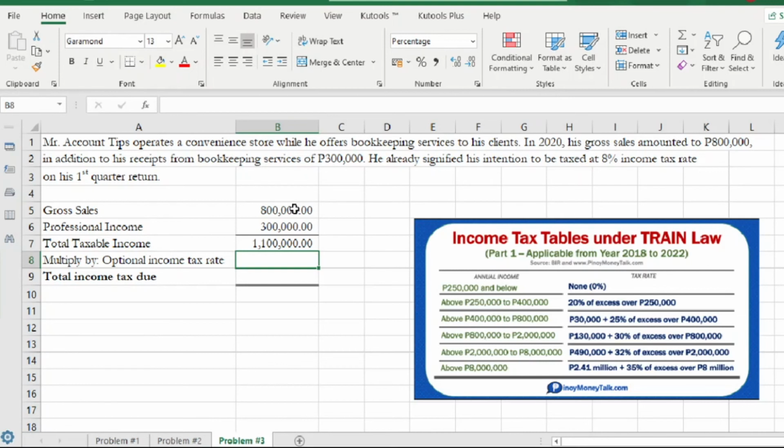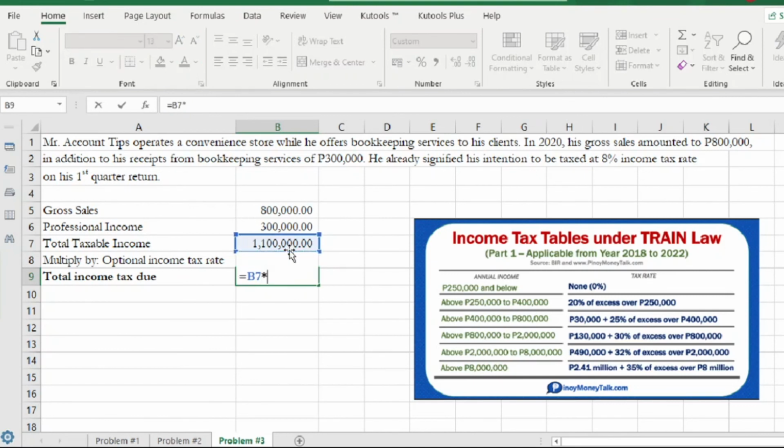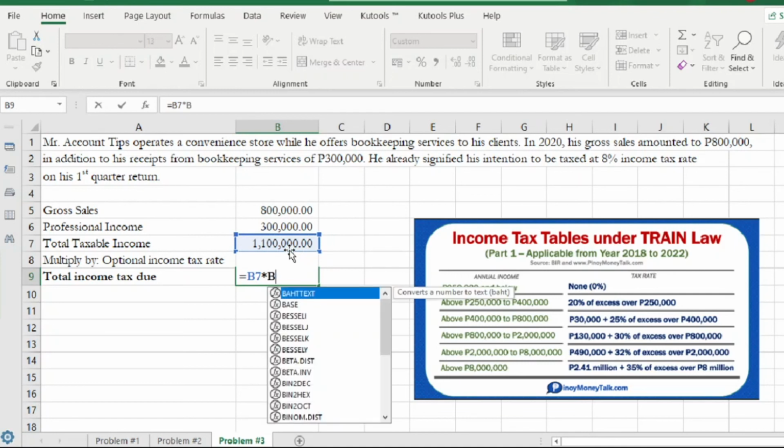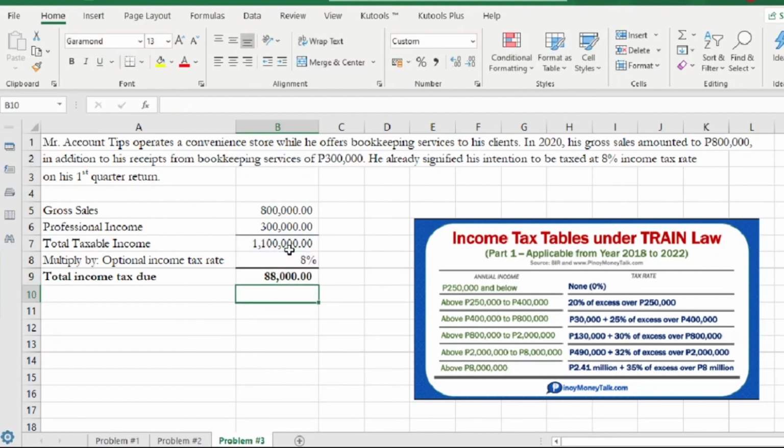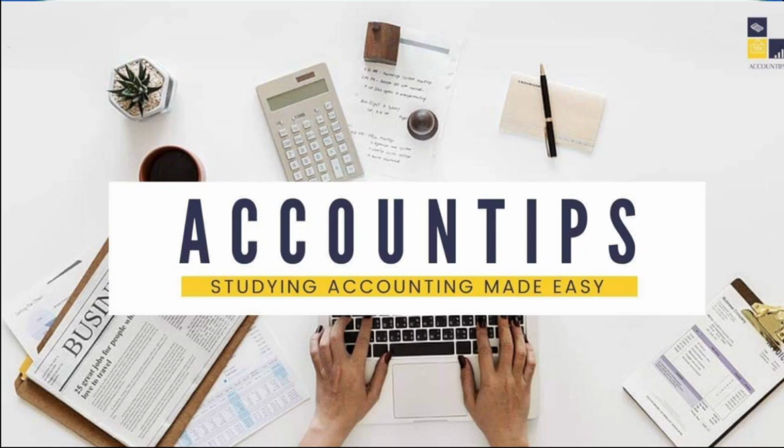Now, it is easier in this case to compute for the income tax due as we only have to multiply the taxable income, which is 1,100,000, to 8%. So we will have to compute, multiply these amounts. So the resulting amount is 88,000, which is Mr. Account Tips' income tax due for the year. Completing the 3 problems, this now ends the tutorial video about computation of income tax due.